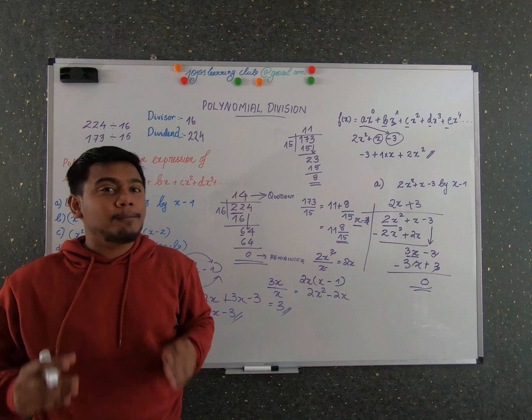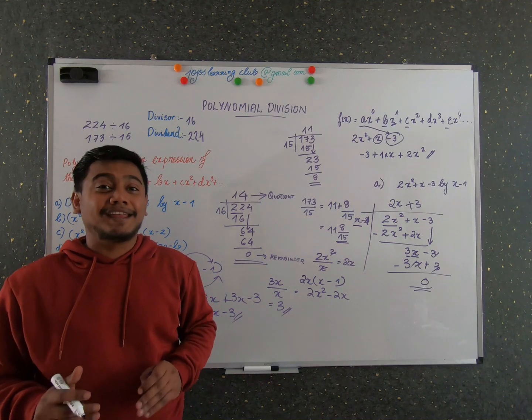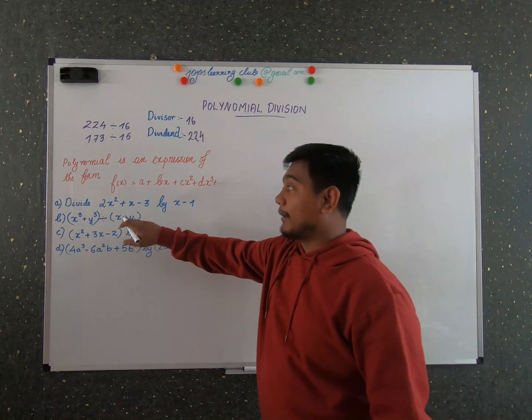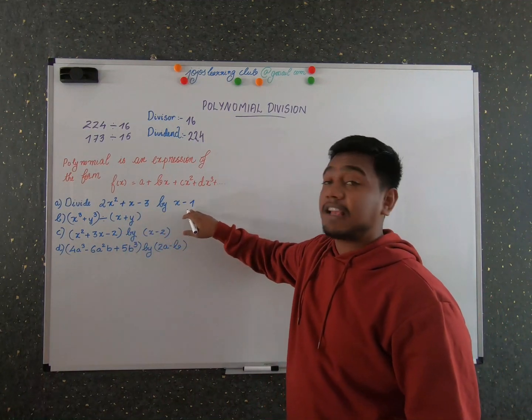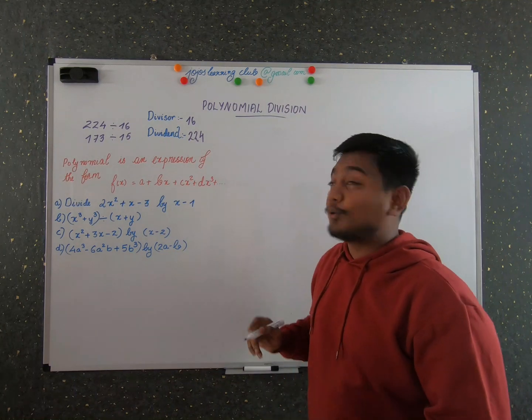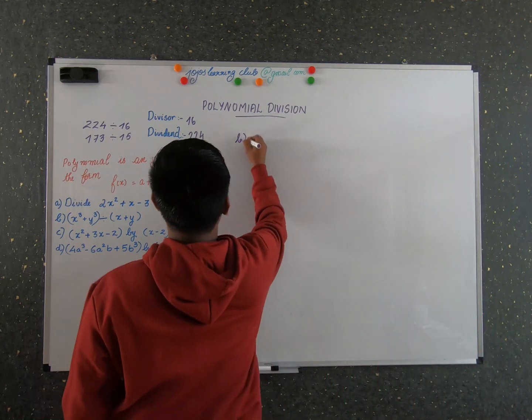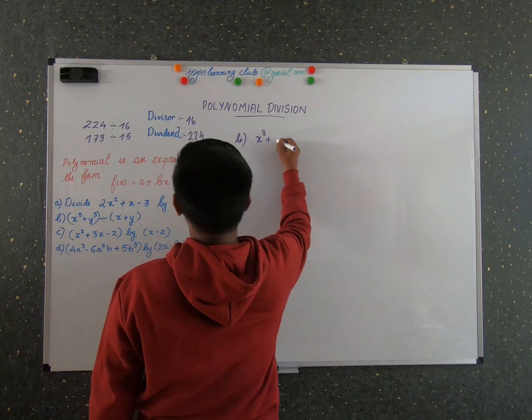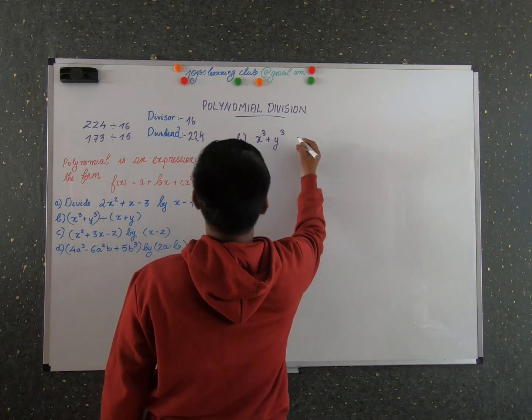And now let's do 3 more problems so you'll get a better understanding of polynomial division. Okay. So we have done our first problem, 2x square plus x minus 3 by x minus 1, and we got the quotient as 2x plus 3. Now let's do the second problem, B. This is a very important problem which will make you understand another feature of polynomial division.